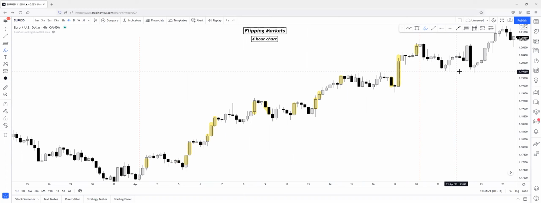It will take some practice to notice all of the inefficiencies on a chart. So after you watch this video, I would like you to open TradingView and just practice inefficiencies and train your eyes to see them.